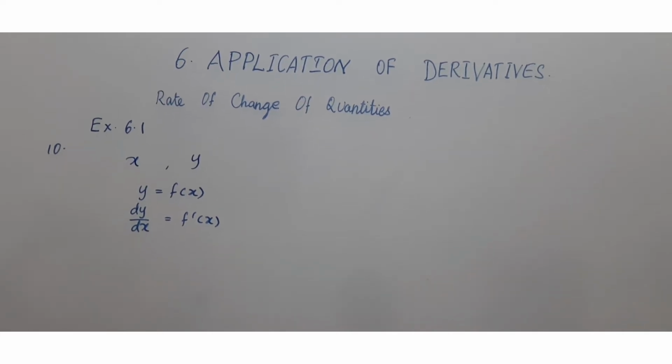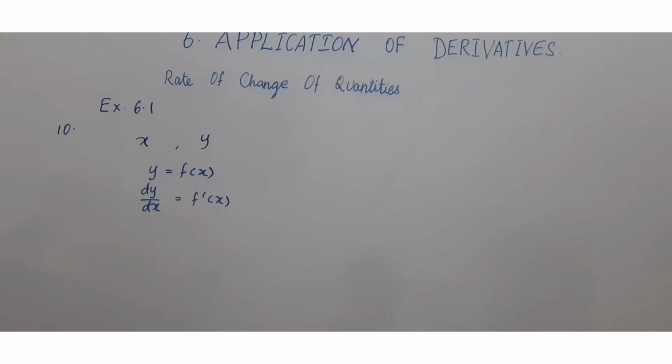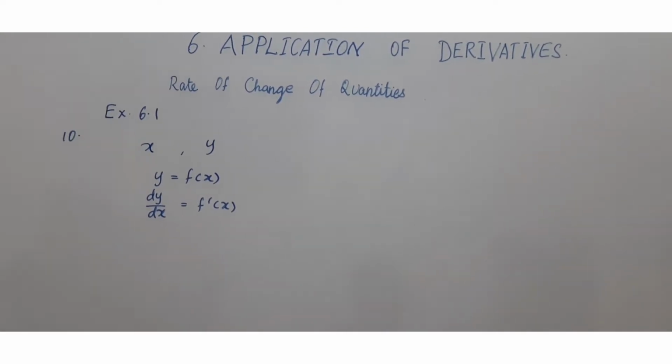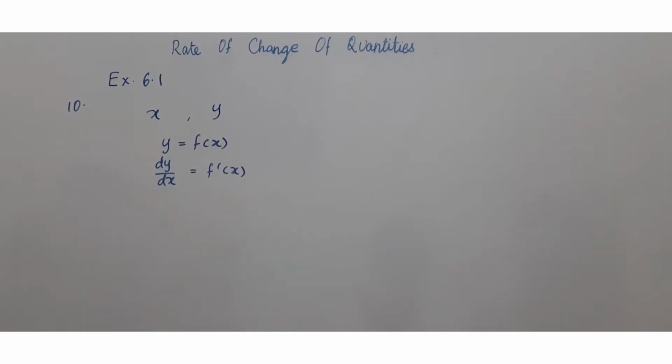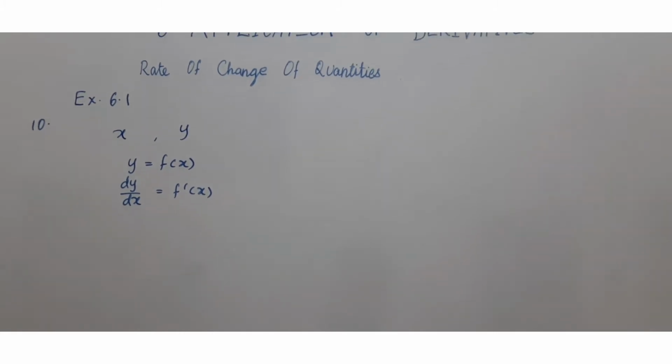Okay. This is 6.1. We have the problems related to it, in which we will see problem number 10. The question is, a ladder 5 meter long is leaning against a wall.